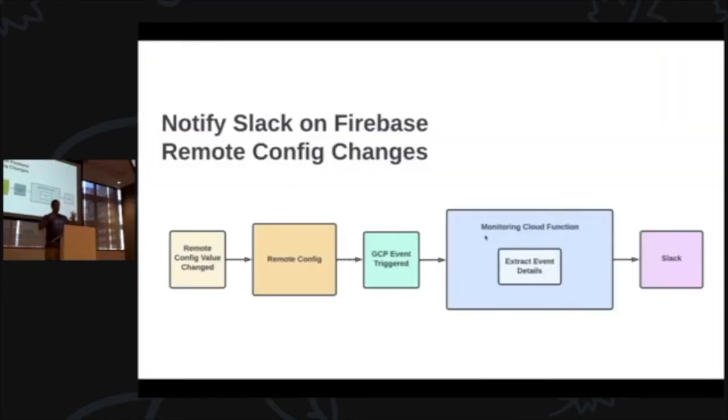So again, this is kind of the system we have here, where we've got changes going into remote config. We then have this GCP event, that Firebase update event being fired. That routes to our cloud function that we've implemented in Kotlin and previously deployed. We're going to pull the details out of that JSON payload and send that message to Slack.